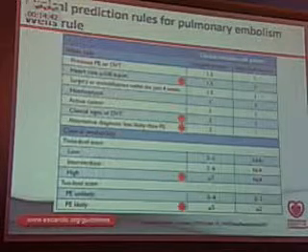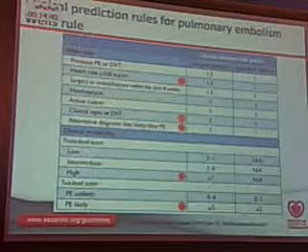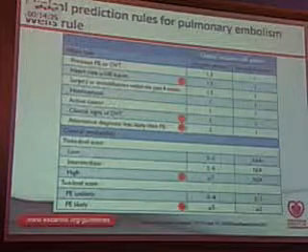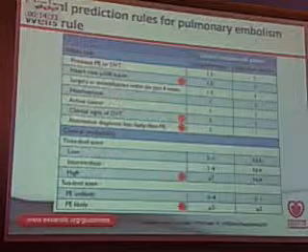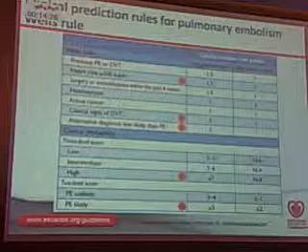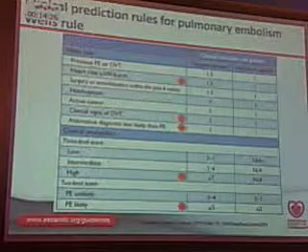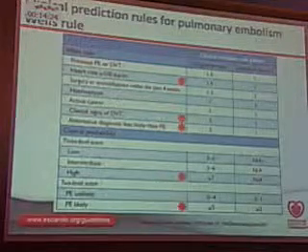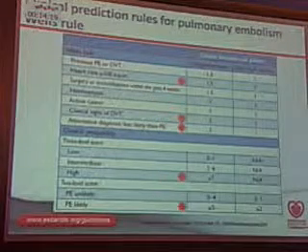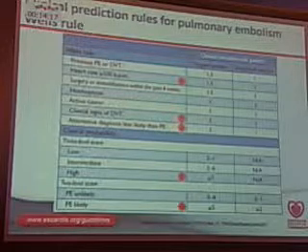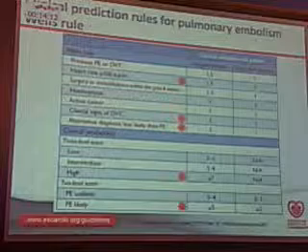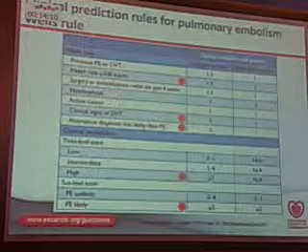Now, there are a couple of classical rules, which have actually been simplified in a new version, like the Wells rule, where you can use different variables like previous history of PE or DVT, tachycardia, surgery or immobilization, and so on. In our patient, the patient was tachycardic. She had clinical signs of DVT, and an alternative diagnosis less likely than PE, which in our case seems very straightforward.